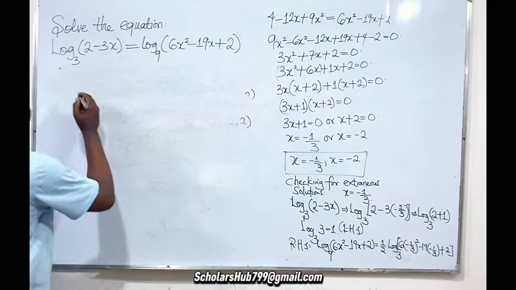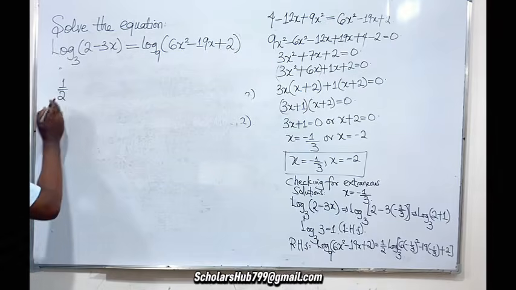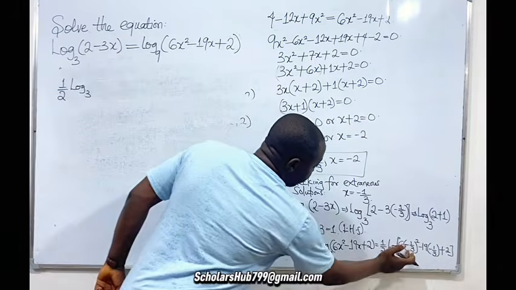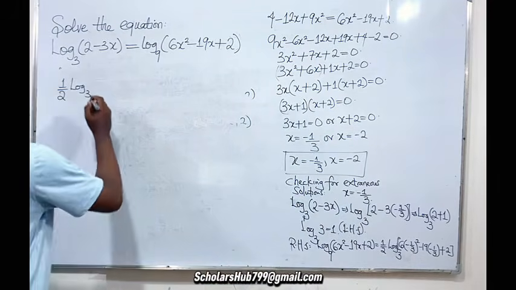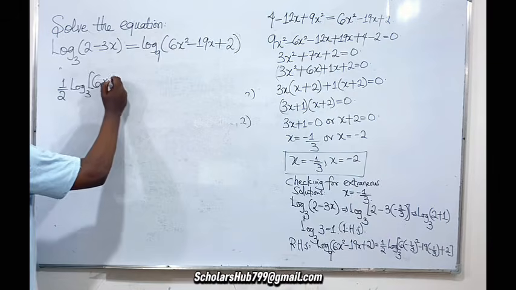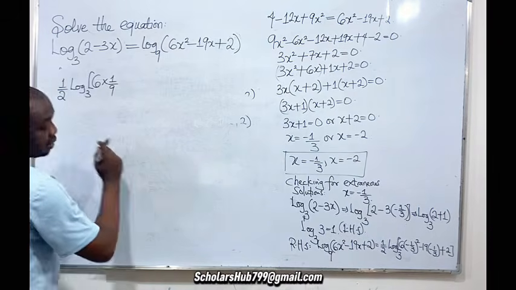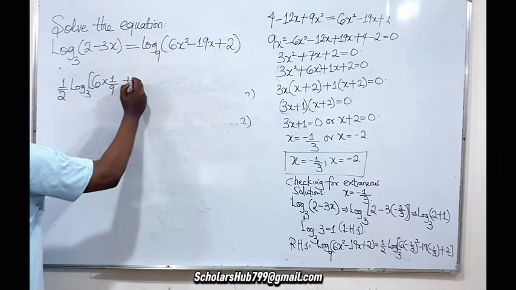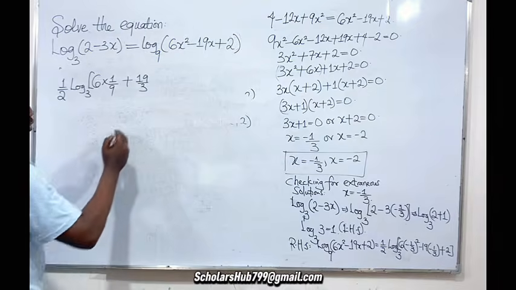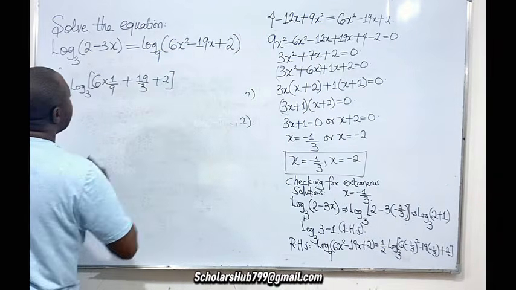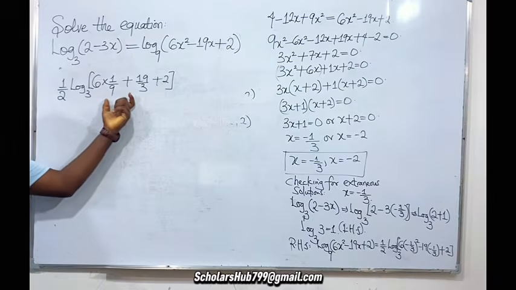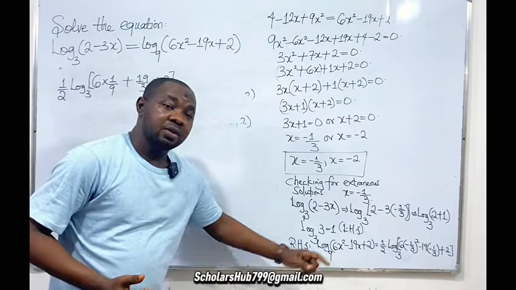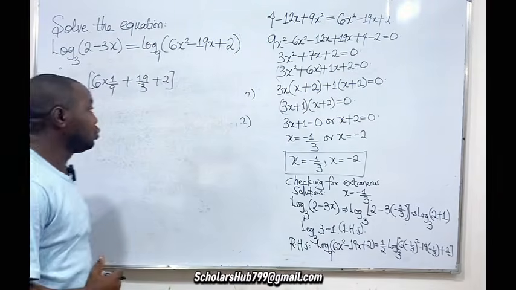So now from there we have that this will be 1/2 of log to base 3. Now the square of minus 1 over 3 will be 1 over 9. So we have this to be 6 multiplied by 1 over 9, then minus 19 multiplied by minus 1 over 3. This will be plus 19 over 3, then plus 2. Even from here, we can see that the argument is positive, but let's still find out if we're going to get the value on the right-hand side to be 1.